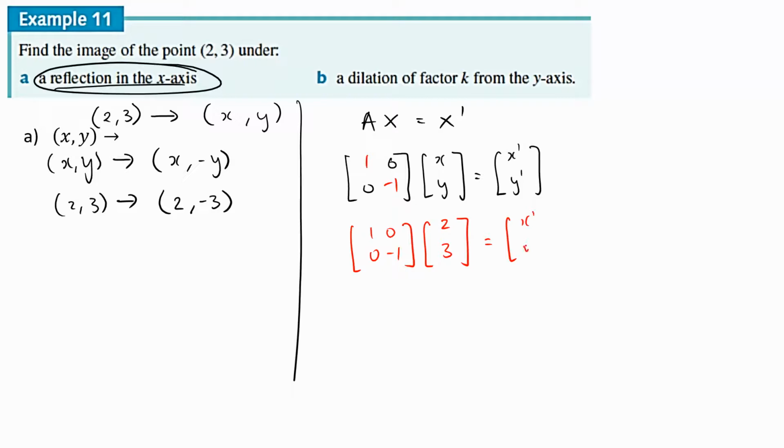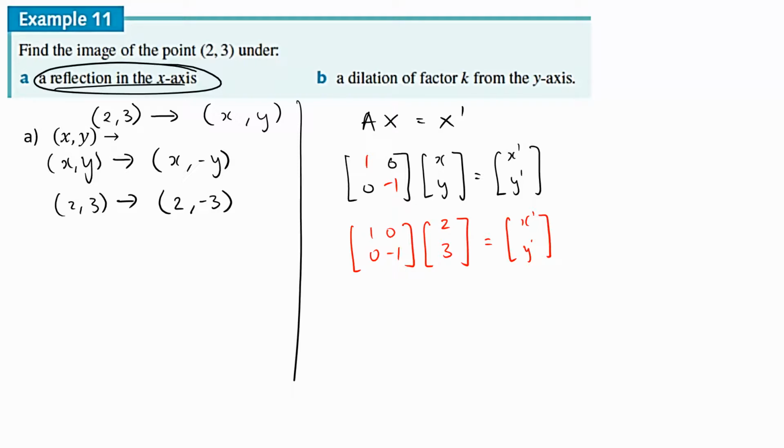X dash, Y dash. Use what you learnt in 7E, multiplication. This is a 2 by 2 multiplied to 2 by 1. So we do 1 times 2 plus 0 times 3. So 2 times 1 is 2 plus 0. That means the top value has to be 2.